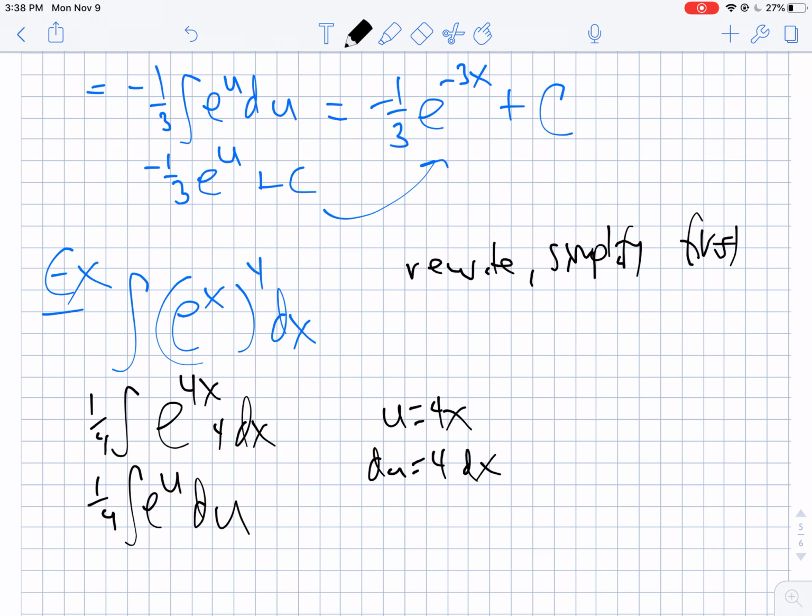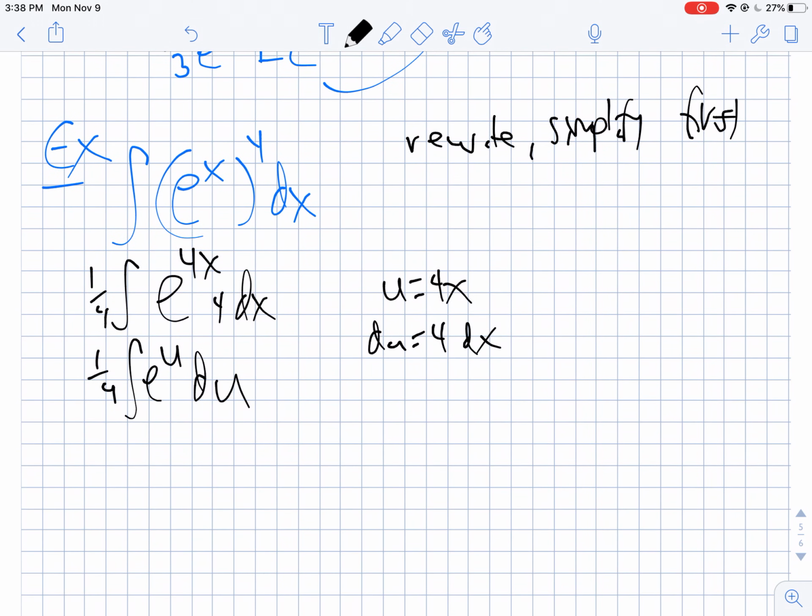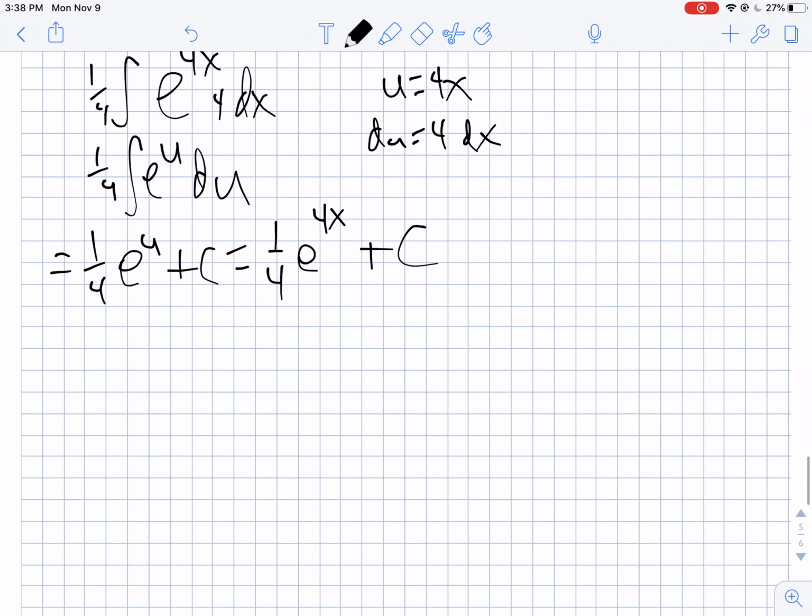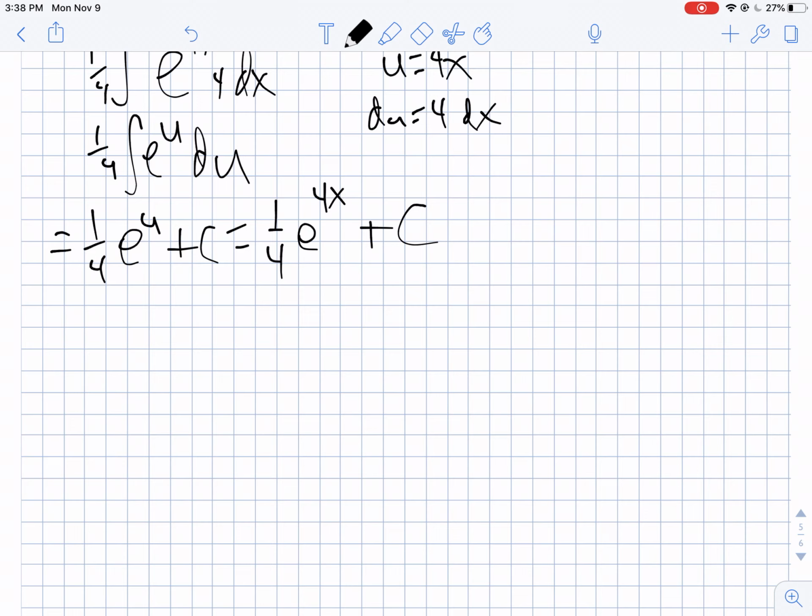And again, all these problems with e are great because the integral of e to the u is just e to the u. So that constant just stays in front. So this just becomes 1/4 e to the 4x plus c. Terrific. Okay, so let's get to another strategy here. So let's suppose we have to integrate 2 dy over 8y plus 3.